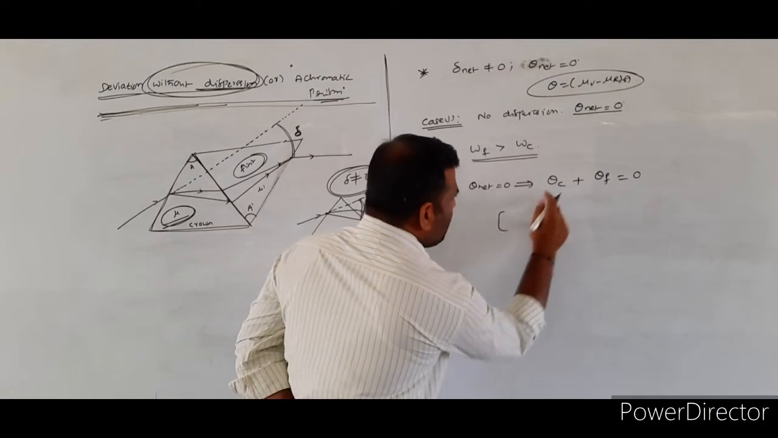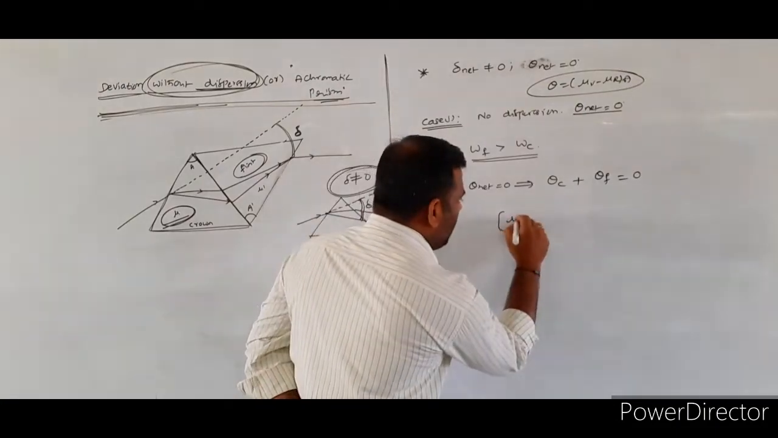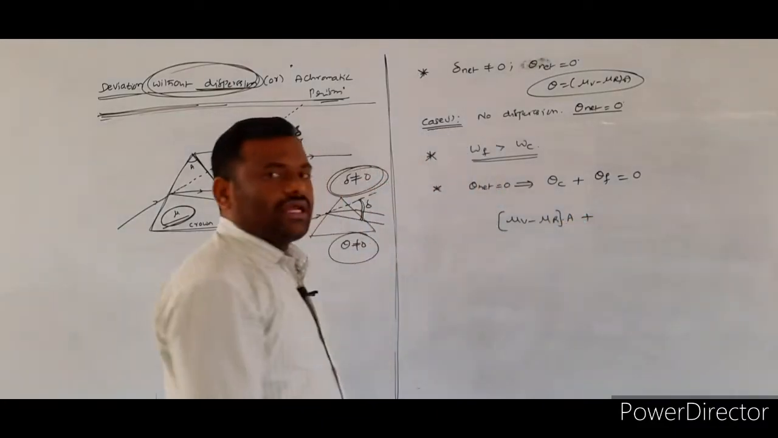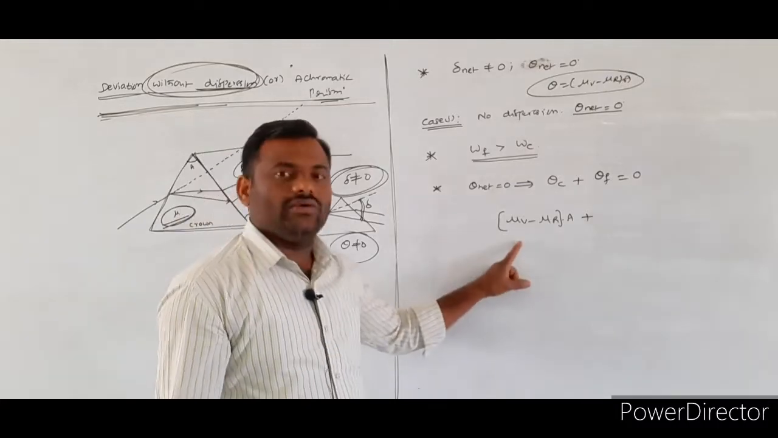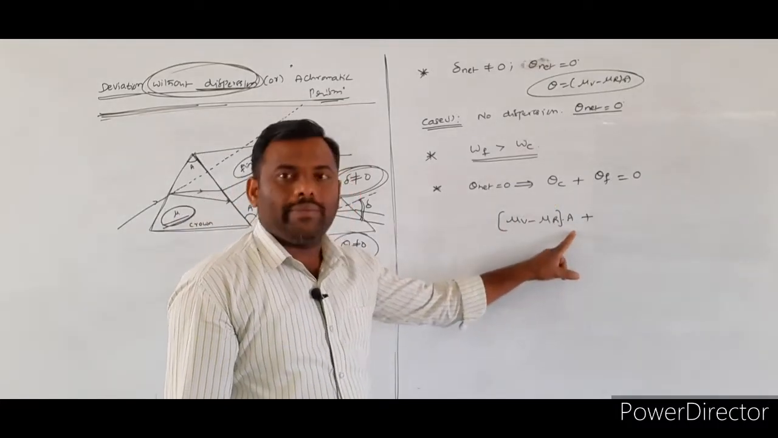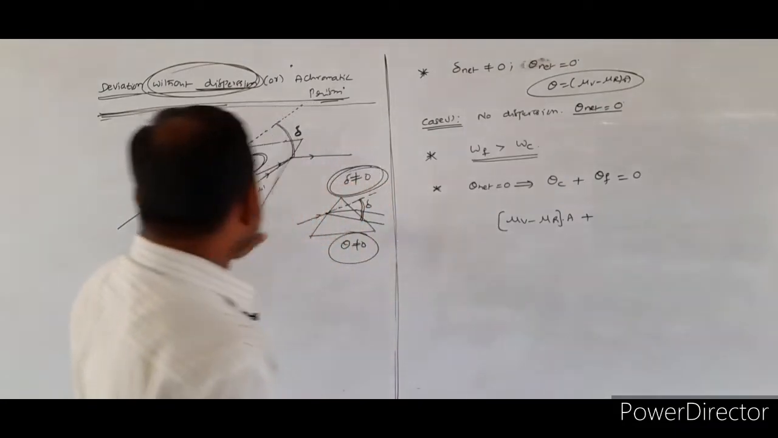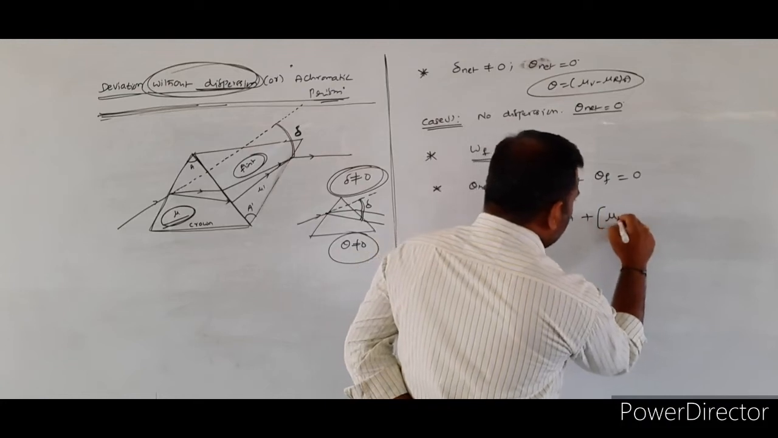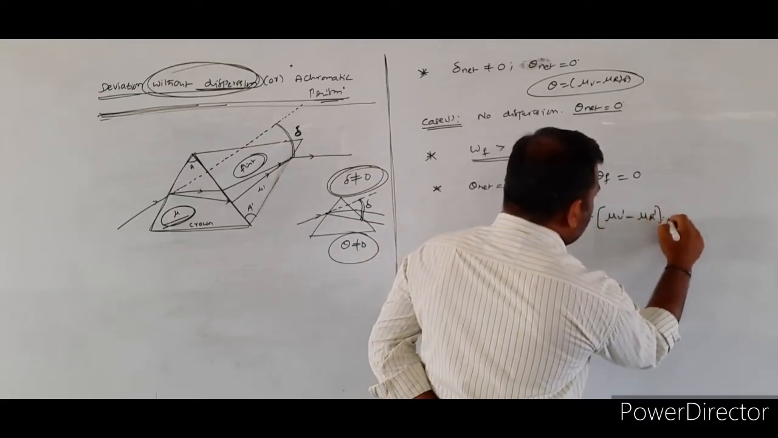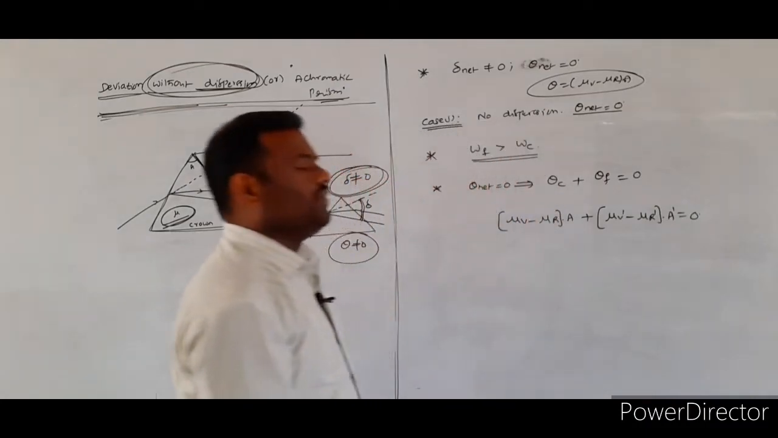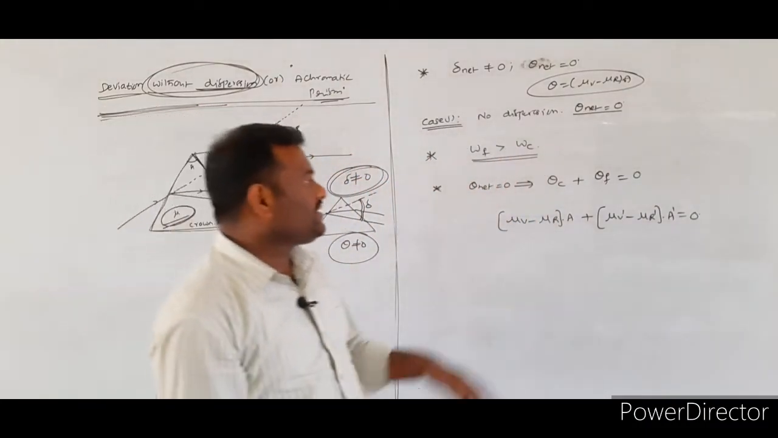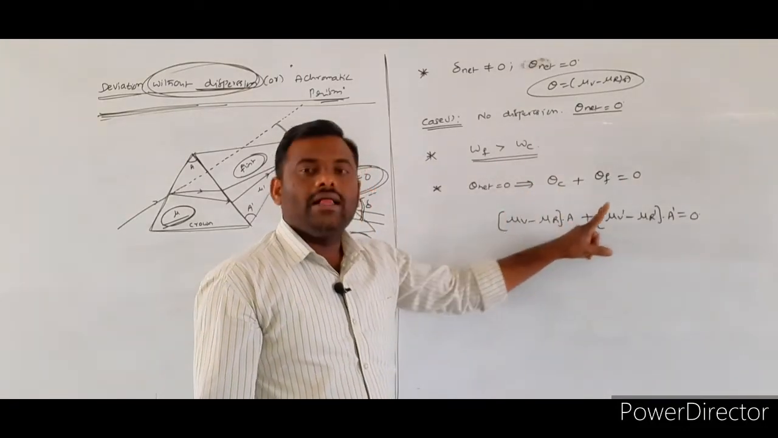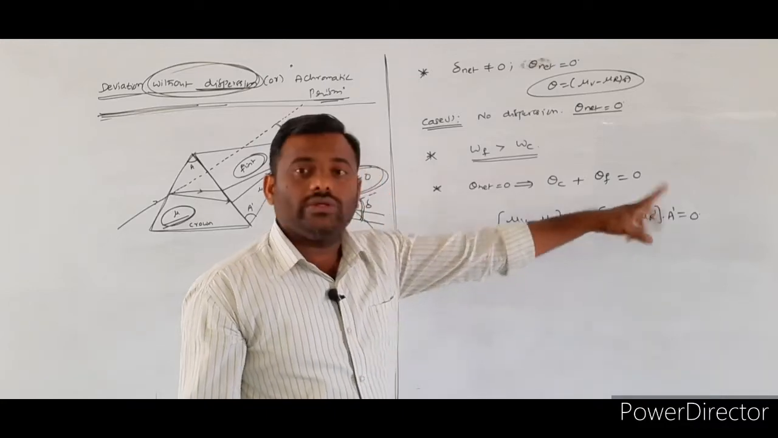For the crown glass, I will write the angular dispersion is equal to mu v minus mu r into capital A. For the flint glass, we assume mu dash and A dash. So for the flint glass, I will write mu v dash minus mu r dash into A dash. Like this, I wrote the angular dispersion of the crown glass as well as the flint glass: mu v minus mu r into A plus mu v dash minus mu r dash into A dash is equal to 0.